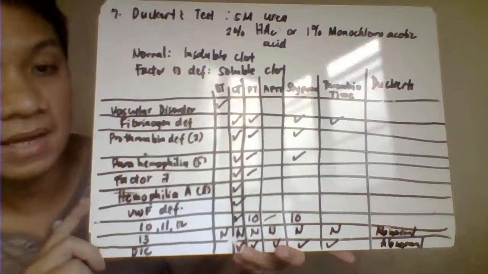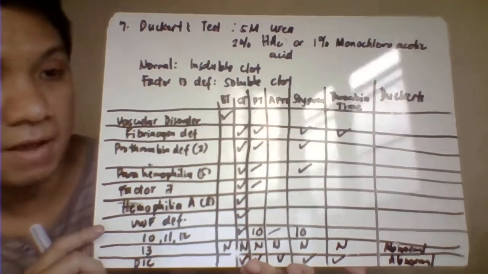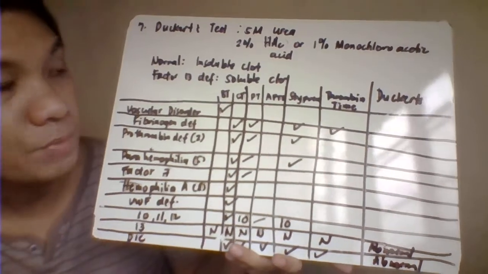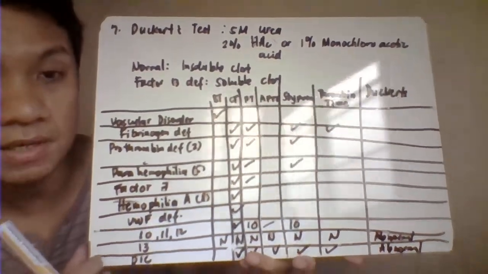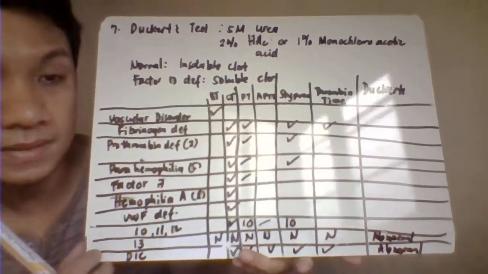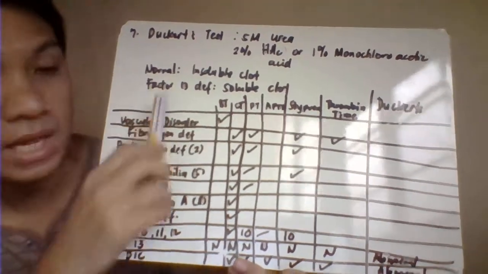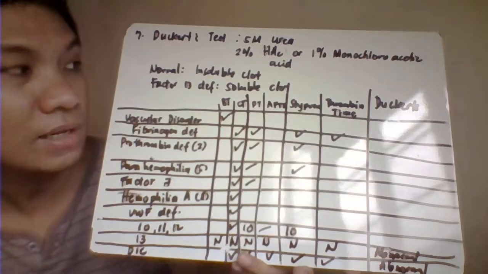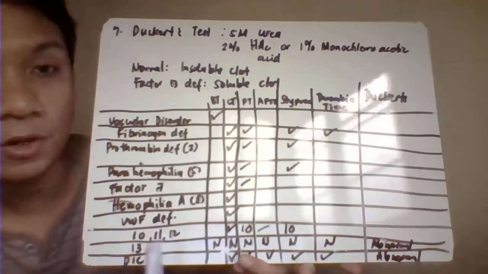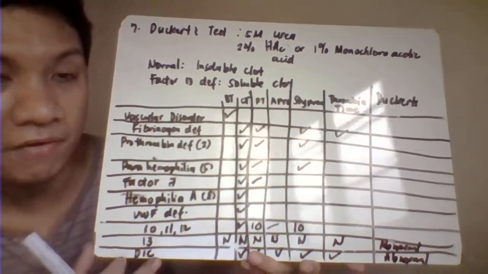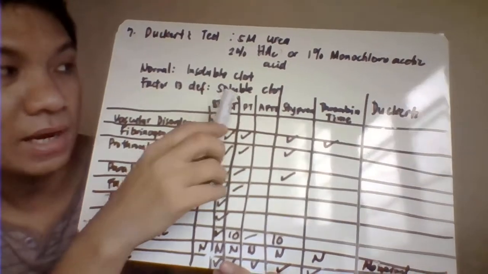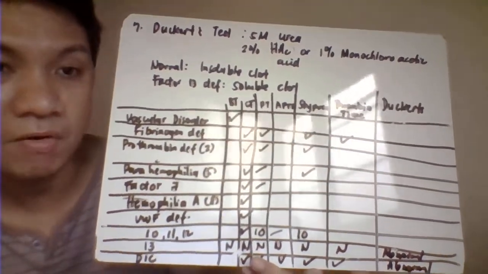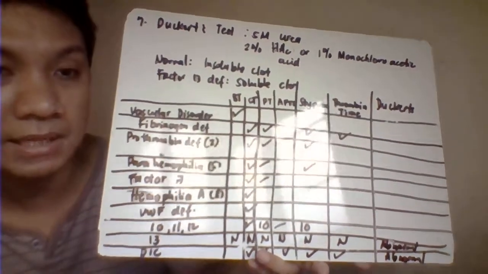Another test we have is your Duckworth's test, or 5 molar urea solubility test. We can also use 2% acetic acid or 1% monochloroacetic acid. This one will identify factor 13 deficiency because that produces a soluble clot. So if our patient has no factor 13, the clot is soluble, which is able to dissolve in your 5 molar urea solubility test.